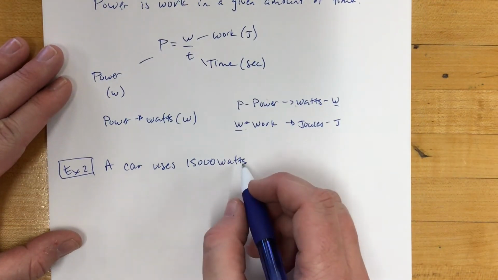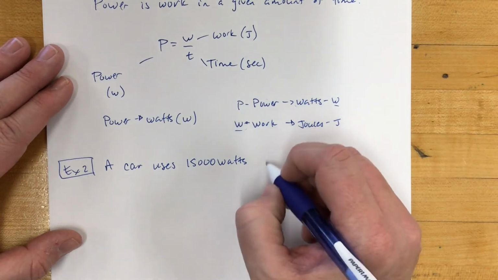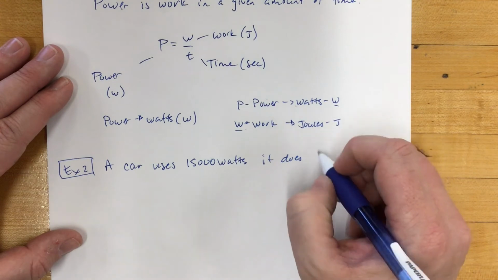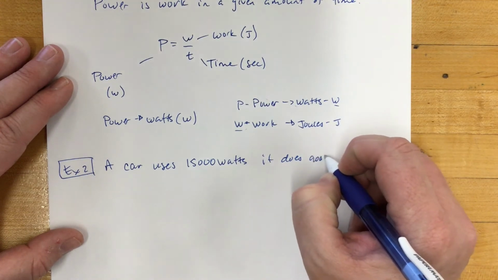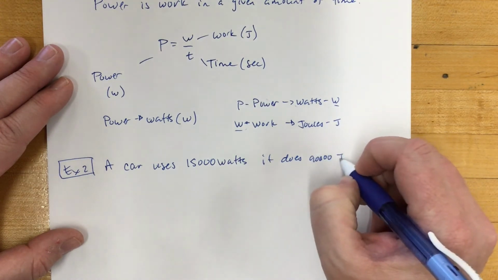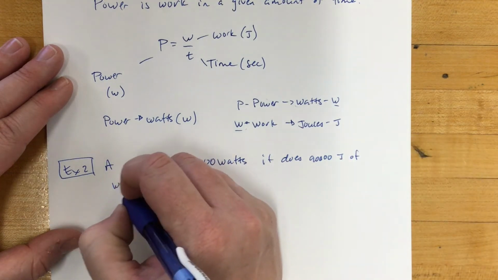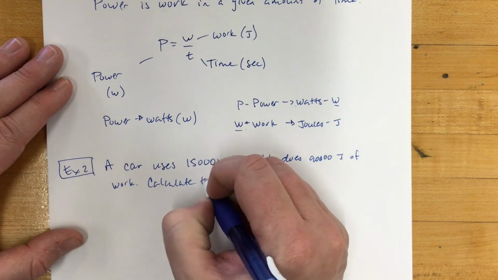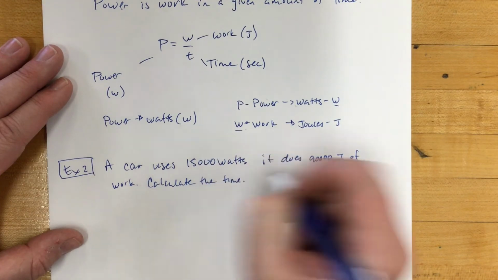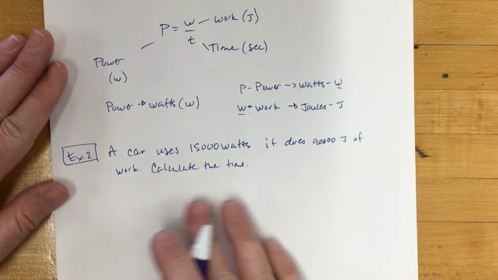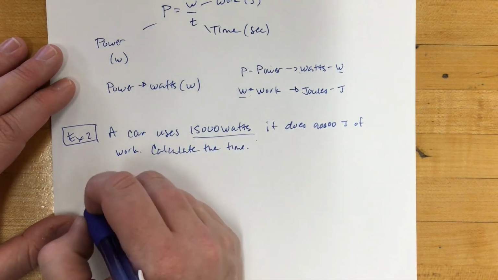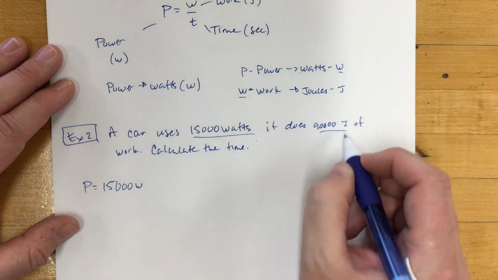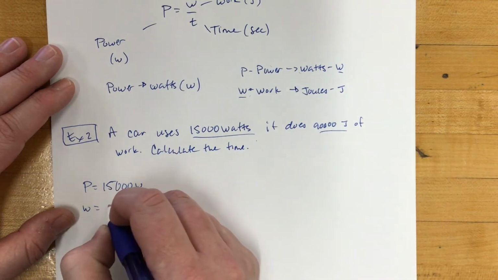So this is our power, and it does, I don't know, let's say 90,000 joules of work. Calculate the time. Well, you know that 15,000 watts is your power here. So power equals 15,000 watts. And we have 90,000 joules for our work.